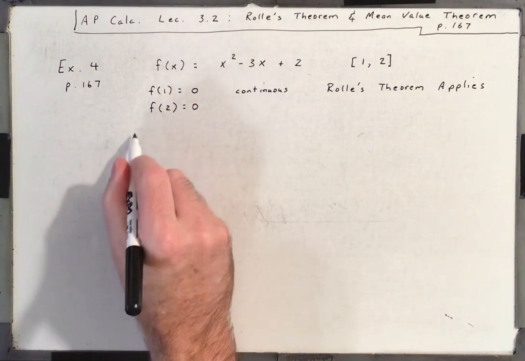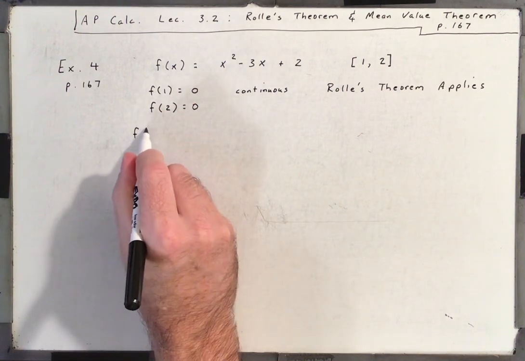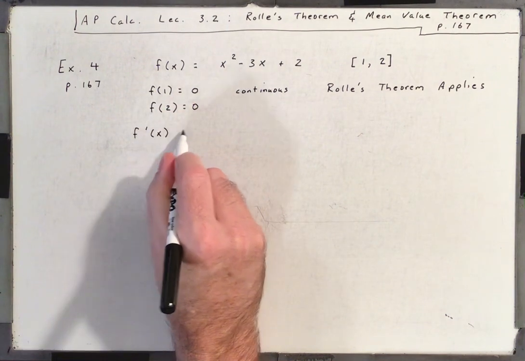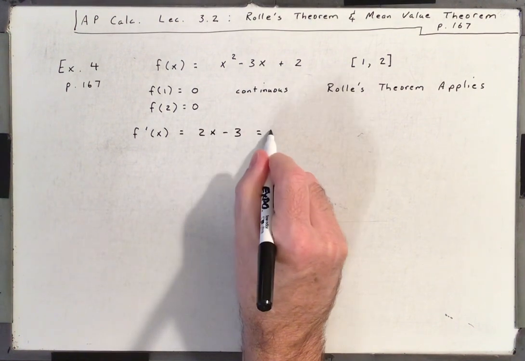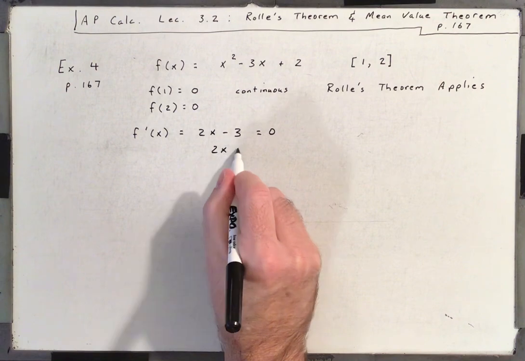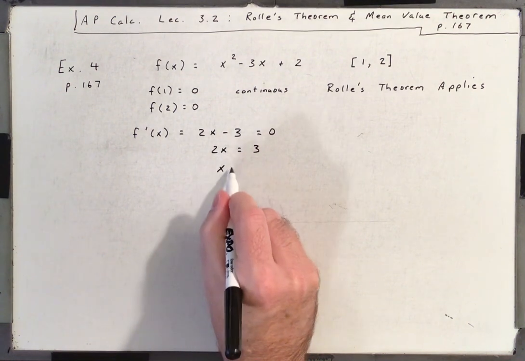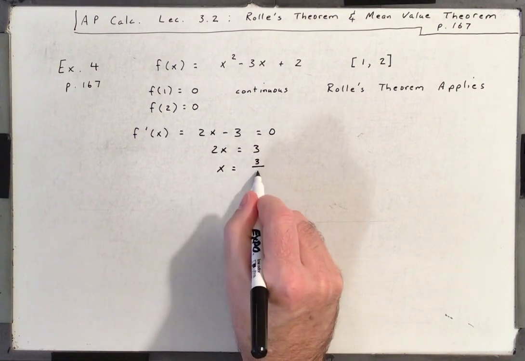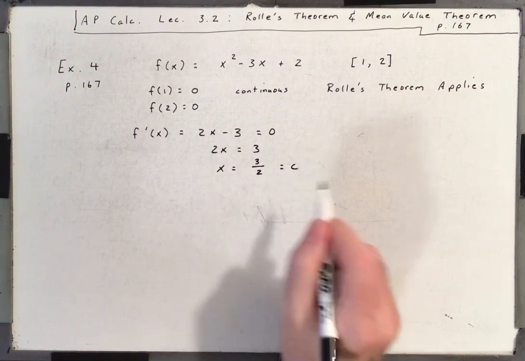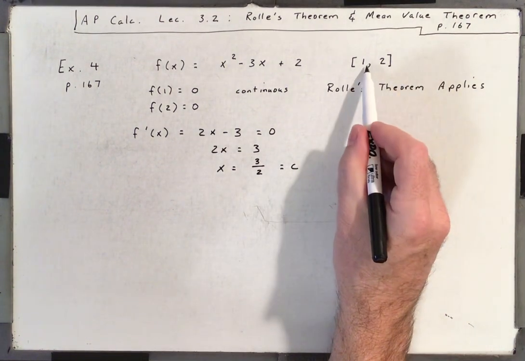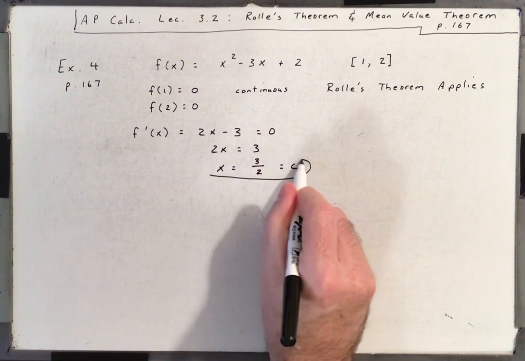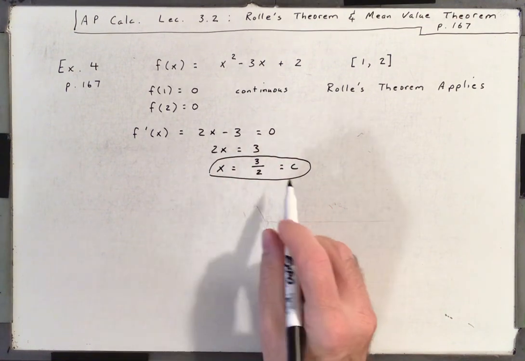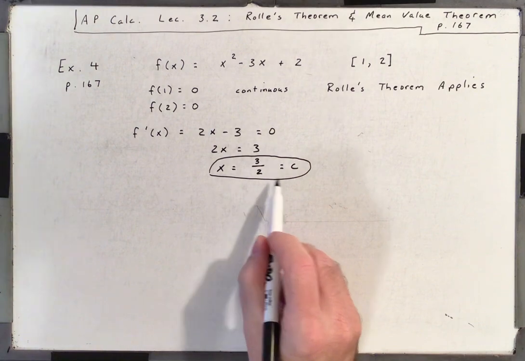So now we just take the derivative, set it equal to 0, and solve. So f prime of x would be 2x minus 3. I'm going to set that equal to 0. 2x is equal to 3. X is equal to 3 halves. And that's our point C. So in this particular case, it's the halfway point between 1 and 2, kind of like the one I drew. And at that point, 3 halves, you would have a horizontal tangent line.